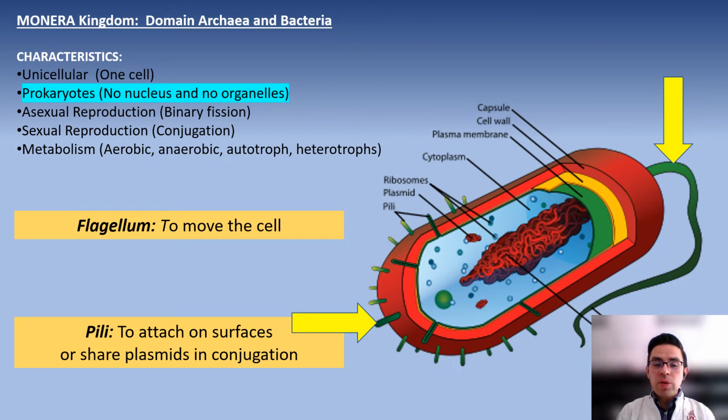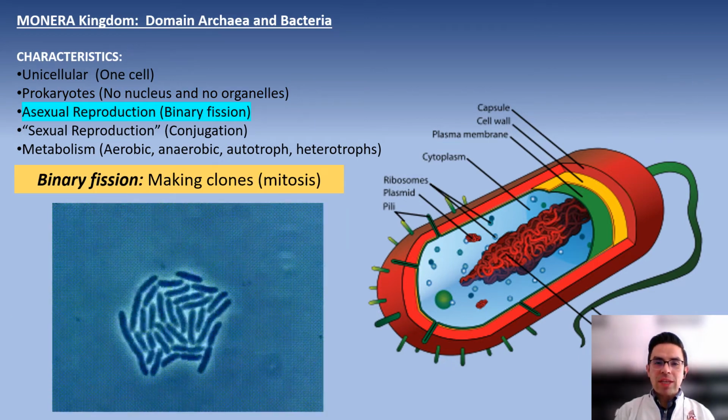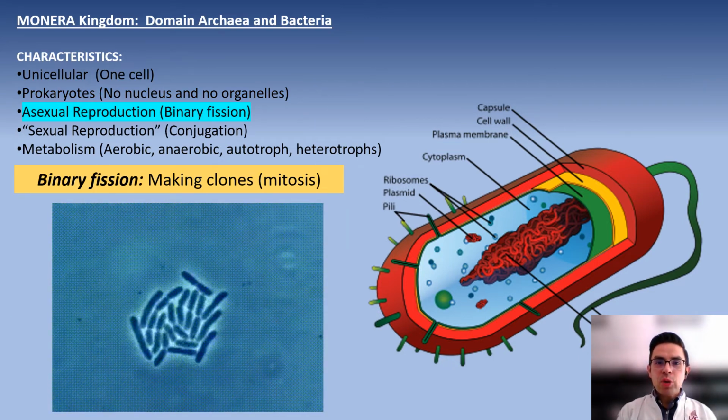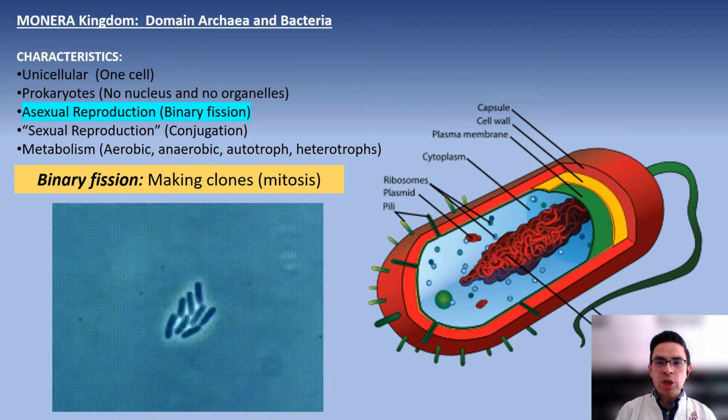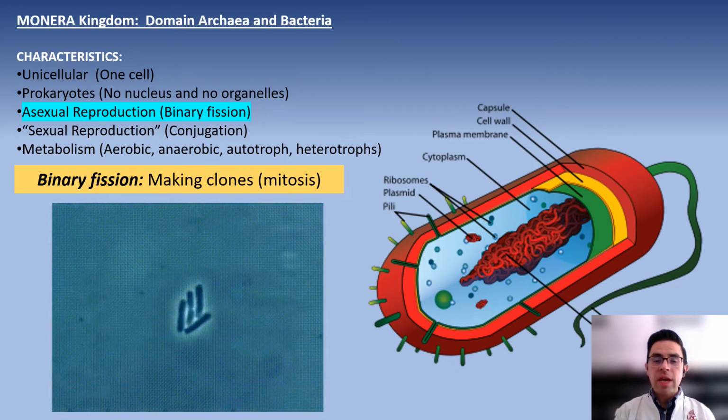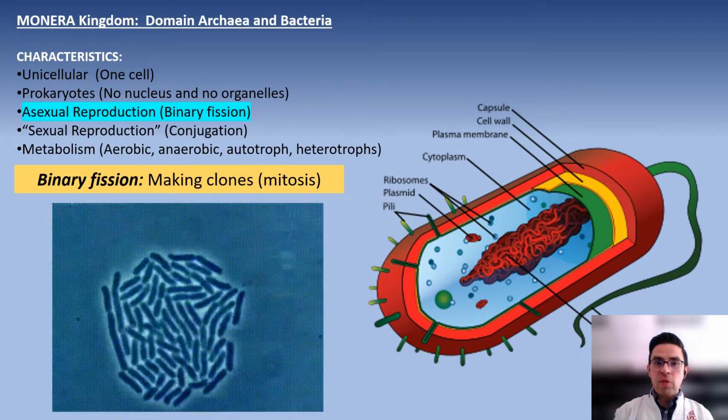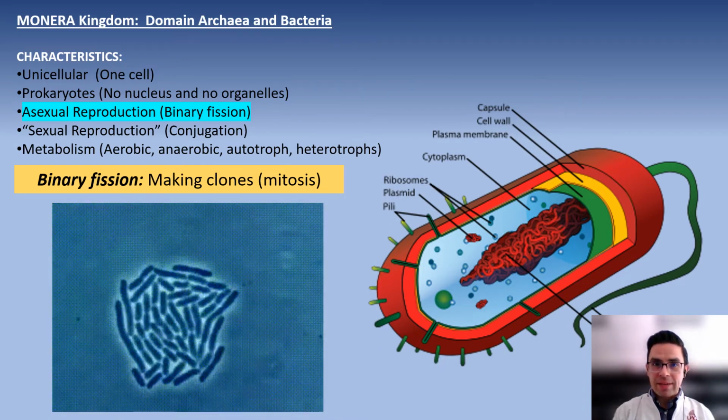Now, pili could also have a second function, used in a kind of sexual reproduction that we will call conjugation. We will talk about it a little bit later. Talking about the type of reproduction, bacteria usually reproduce asexually, which means making clones by a process called binary fission. Binary fission is very similar to mitosis. That's the way the cell divides into two copies and therefore could colonize any place.